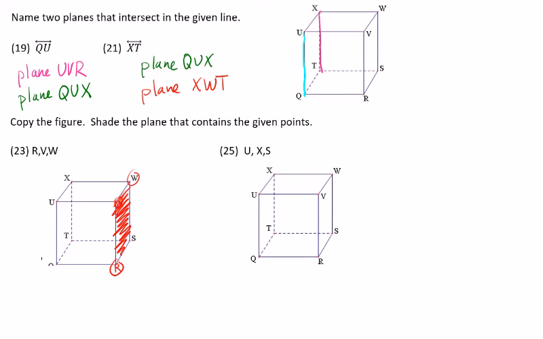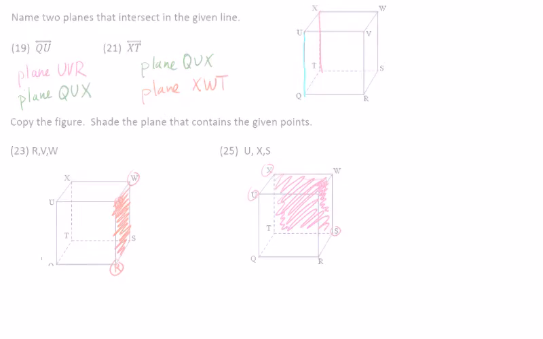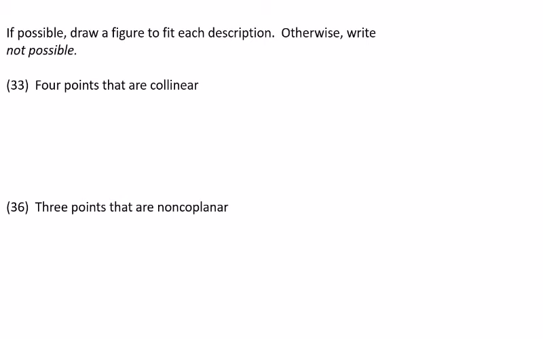So remember, through any three non-collinear points, there's exactly one plane, right? So UXS, that would be this plane here. All right.